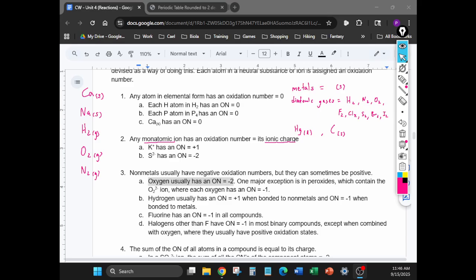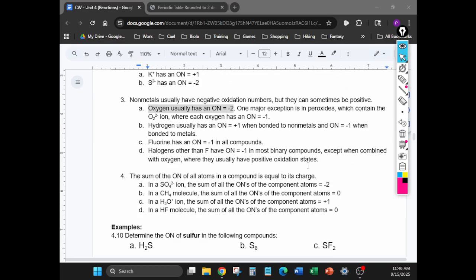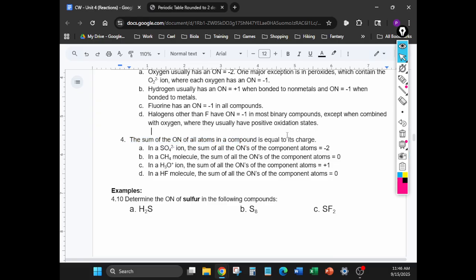Okay, guys, and the last oxidation rule is this one right here. The sum of all the oxidation numbers in a compound is equal to its charge. For example, if you have sulfate, SO4 2-, you see how the ion is 2-, right? If you add up all the oxidation numbers inside of SO4, they will equal 2-. If it's neutral like CH4, there's no plus or minus, that means they will all add up to 0.